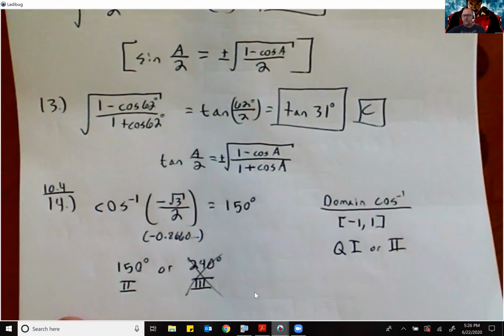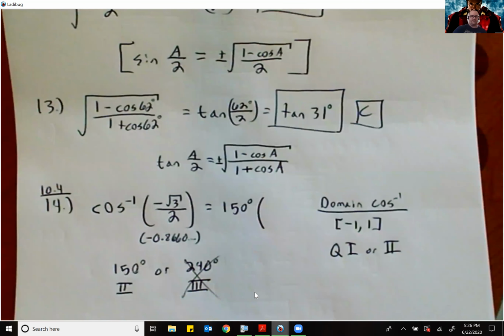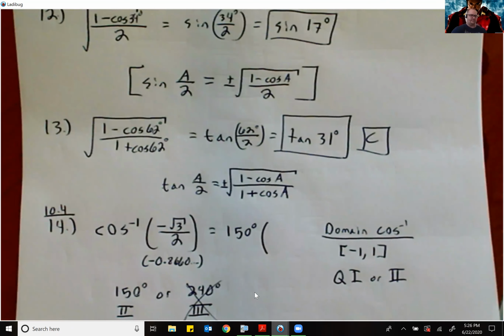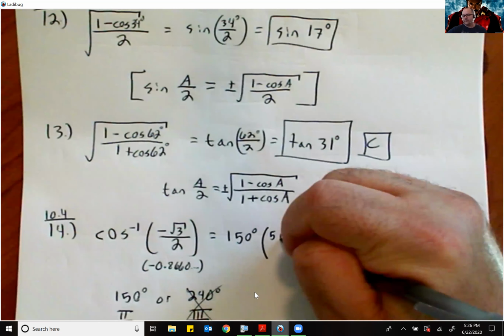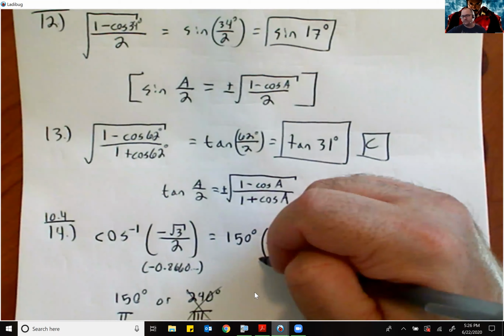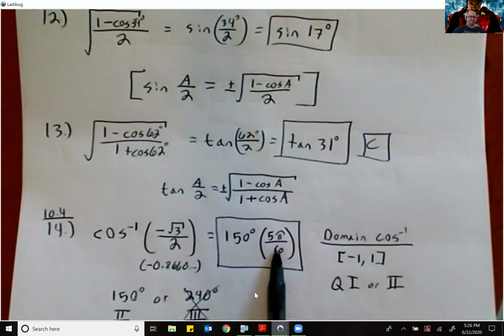Now, again, they want our answer in radians. So just take 150 degrees and multiply it by pi over 180. And you end up with 5 pi over 6. That's the answer they're looking for. The 5 pi over 6.